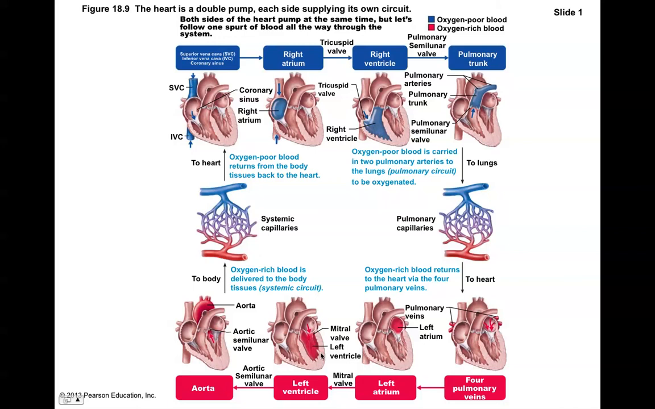and then it will pass, and this is kind of hard to see, but back here you've got your aortic semilunar valve, so it's kind of behind this pulmonary trunk here. And then blood, so there it is right here, the aortic semilunar valve. Blood goes out into the aorta, going out into all the arteries and arterioles, carrying oxygenated blood to the body tissues.